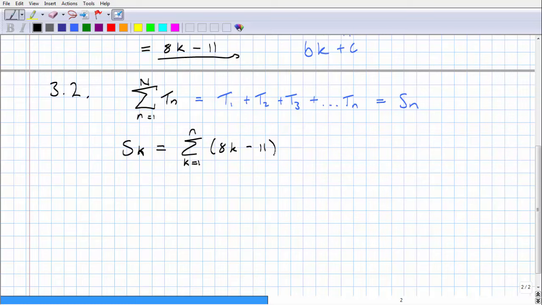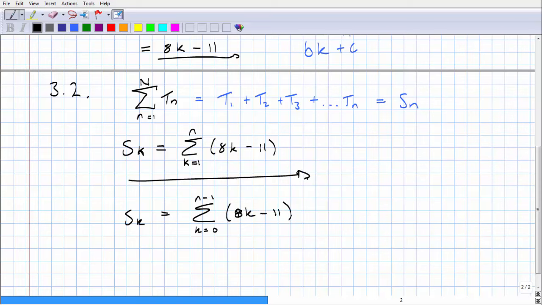Now, just to note, you'll see on the memo, so that's your answer, by the way. If you look on the memo, you'll notice that it also says sk is equal to the sum of k equals 0 to n minus 1 of 8k minus 11. Now, I don't particularly like doing it like this. I prefer this method, but it's the same thing. Whereas this one, they're saying it goes from, no, sorry, it's not 100% correct.